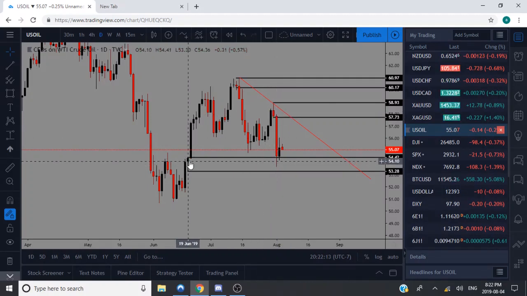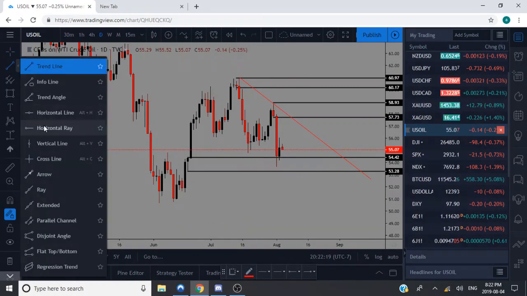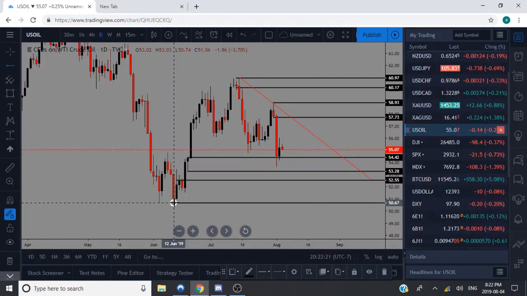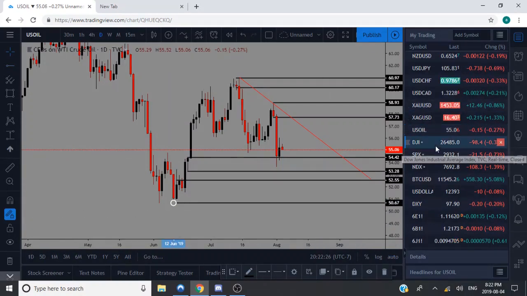And daily demand is right here. We're reacting off of it right now. And as for fresh daily demand, well, we should be looking at the weekly too. Forgot about doing weekly charts. We'll do that next. Anyways, let's keep going.